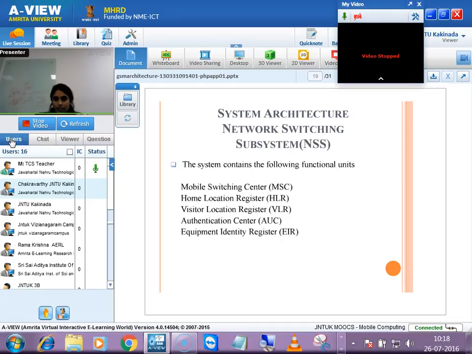Yeah, fine. This thing I explained, right? Base station controller, what are the features and what are the parameters it handles. And coming to network switching system. What is network switching?